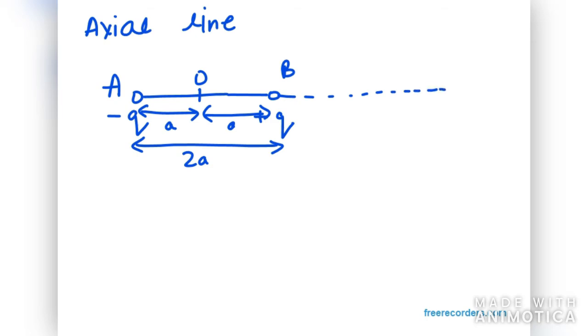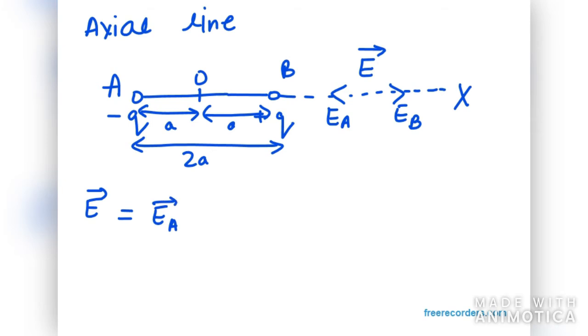The direction for electric field for A will be in this direction as it is a negative one. For B it will be radially outward. So EB here in this direction. And the total one will be in EB direction. Now we will apply the electric field on this. So the resultant electric field E, which is equal to EA plus EB.